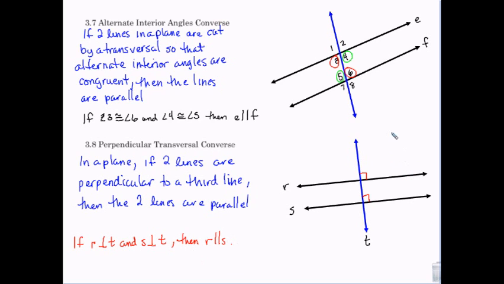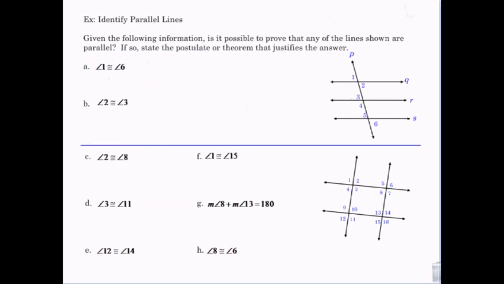Basically, it's kind of like the corresponding angles, because if these are both 90, they're corresponding congruent angles. It works the same way. It's just that they're special because they're perpendicular. We want to identify parallel lines.